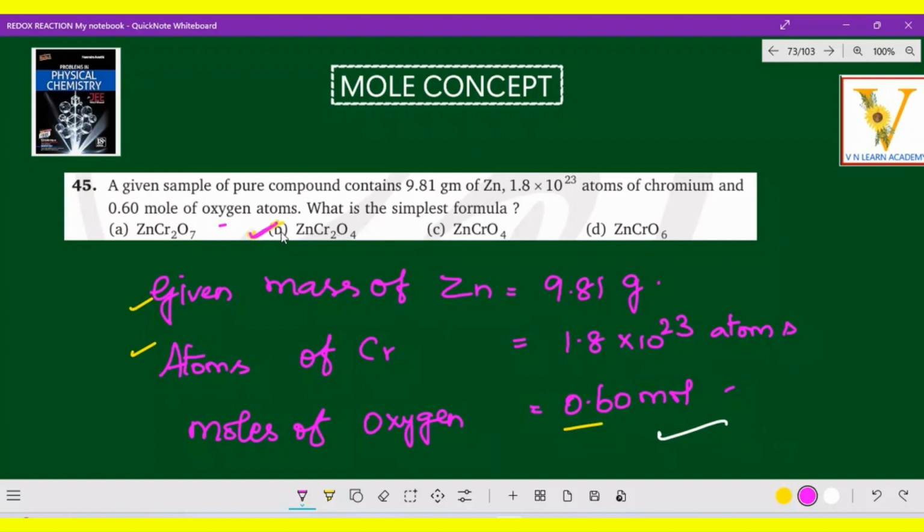I hope you got the clarity. ZnCr2O4, how did you get it? Usually if you write the data, you can analyze how to deal with it. How to bring the number of moles? Given mass by molecular mass. Here number of atoms by Avogadro number. Here they have already given the number of moles, so nothing to worry. So in that least number, that means the simplest whole number ratio, you can bring that and then you can get this answer. Come on, let's go to the next question.